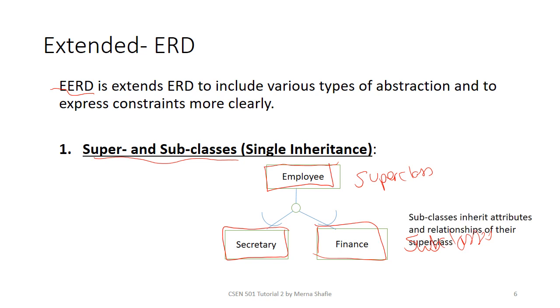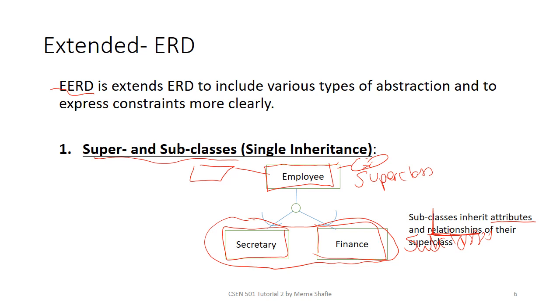What does it do? Subclasses inherit what, in our case? They inherit the attributes and the relationships. So what does a subclass inherit from its superclass? If the superclass has any attributes, for example X, or any relationships, the subclasses do inherit the attributes plus the relationships. It is as if a secretary has all the attributes of an employee plus all the relationships that an employee has. The finance also has the same idea. Okay? The super and subclasses idea is to express that some classes inherit the attributes of a superclass.